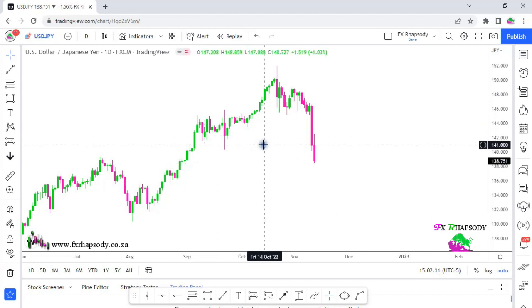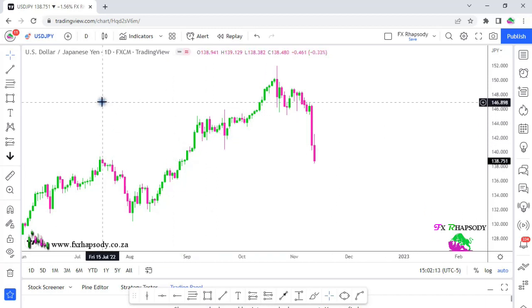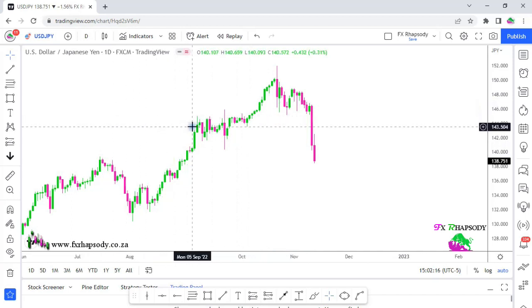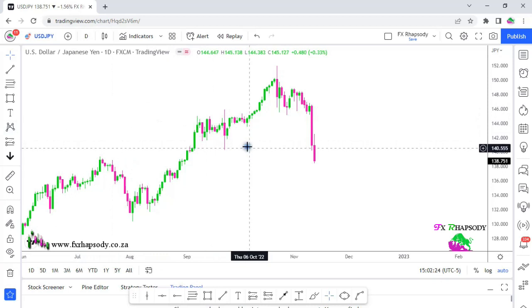Okay, so let us hit the charts. We're going to be focusing on the USDJPY first. We're doing daily analysis, moving down to the 1 hour time frame. So what we're going to look at is daily first.